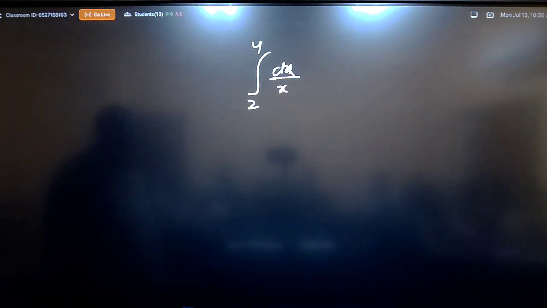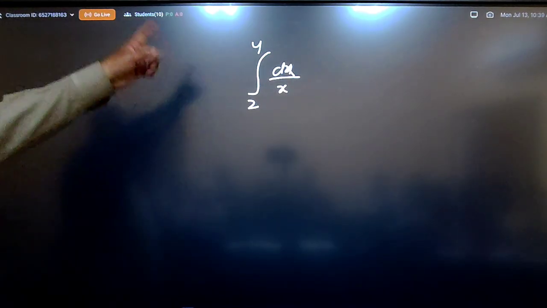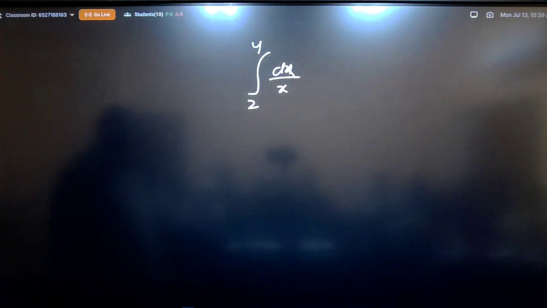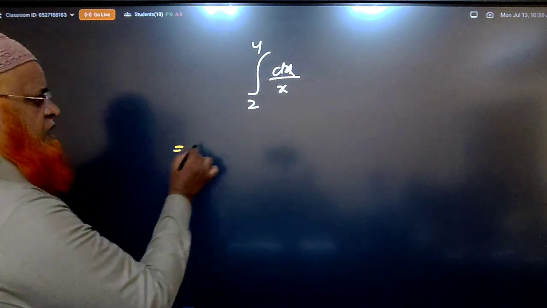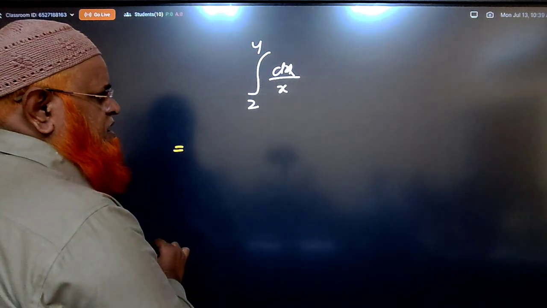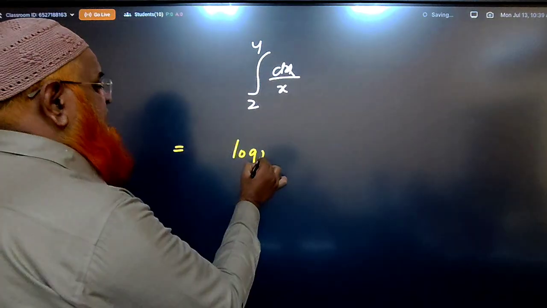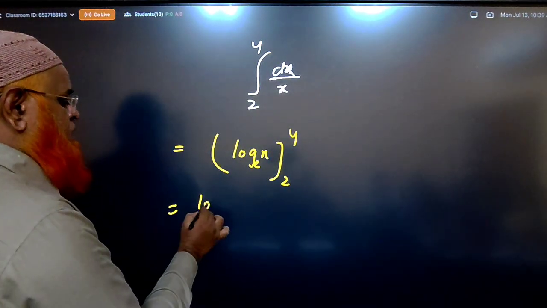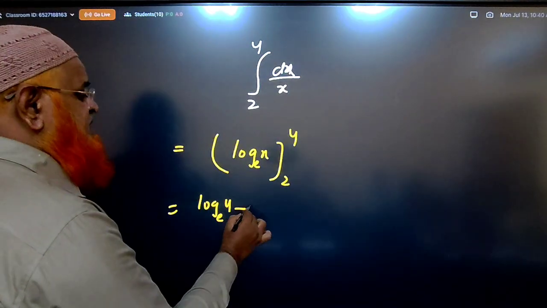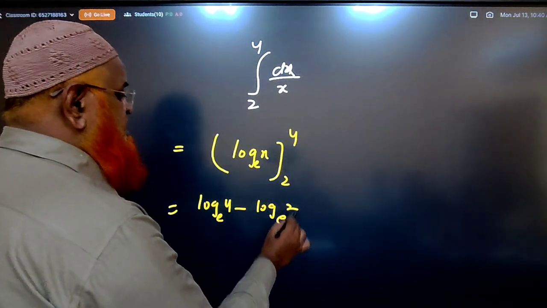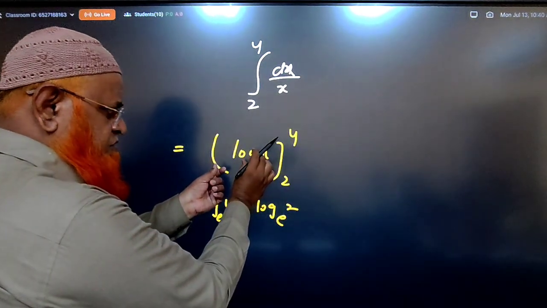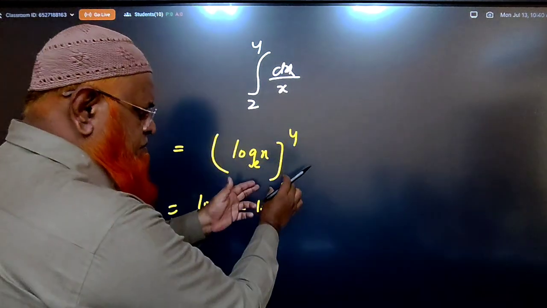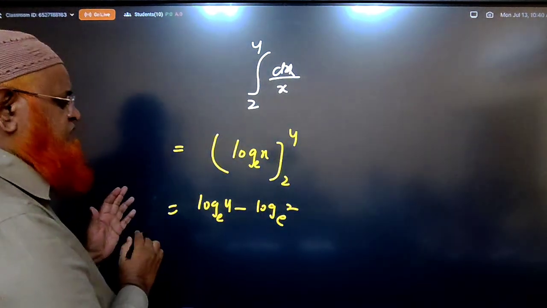Okay, so definite integrals means limits are also there. Limits from 2 to 4. So what are you going to write now here? So integration of dx by x is nothing but log x base e, and limits are from 2 to 4, means log 4 base e minus log 2 base e. Once you substitute 4, then the difference, substitute 2 here. That is the meaning of difference.